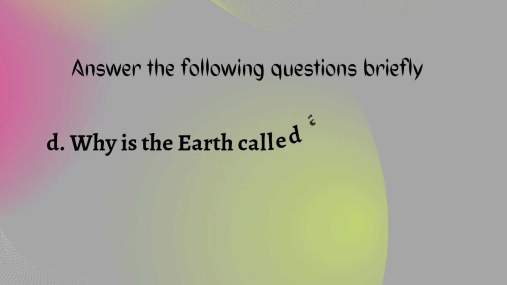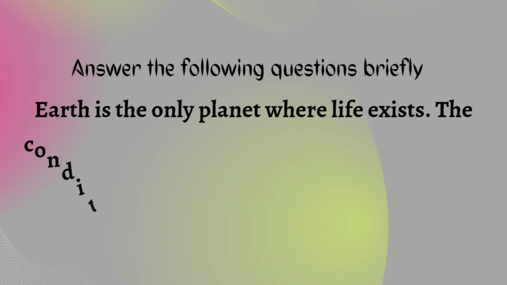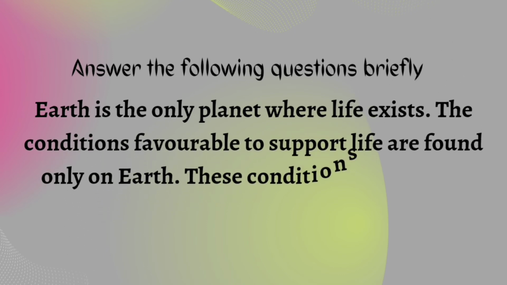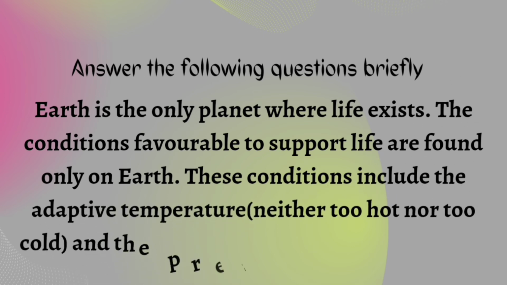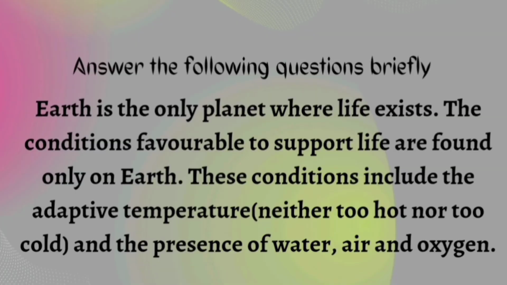Next, why is the Earth called a unique planet? The answer can be given as: Earth is the only planet where life exists. The conditions favorable to support life are found only on Earth. These conditions include the adaptive temperature, neither too hot nor too cold, and the presence of water, air and oxygen. Of all the planets of the solar system, only Earth has all these features, so life exists on Earth, and hence Earth is called a unique planet.